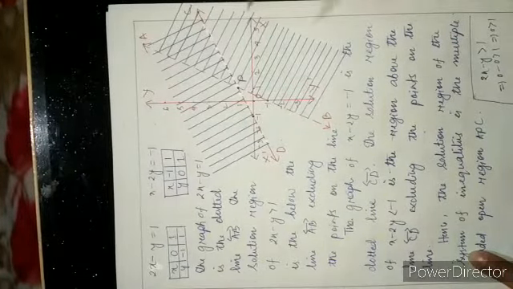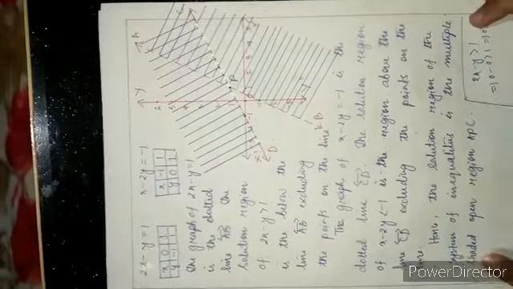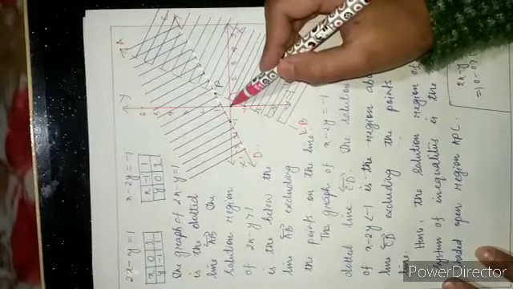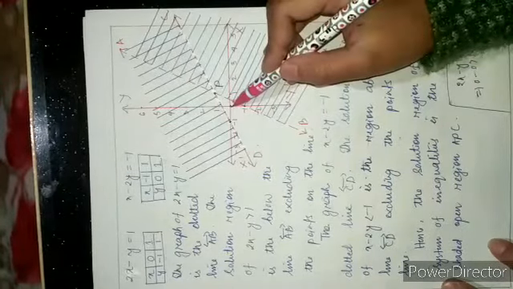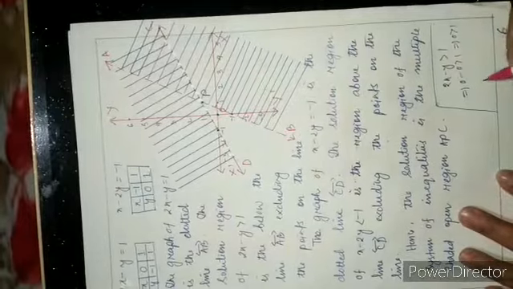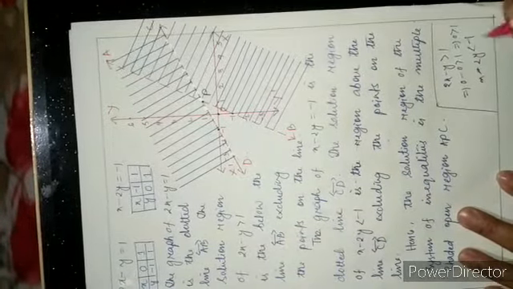The dotted line CD divides the plane into two parts, the plane above and the plane below. To find which is correct, we select any arbitrary point, say origin. Our inequality is x minus 2y is less than -1.